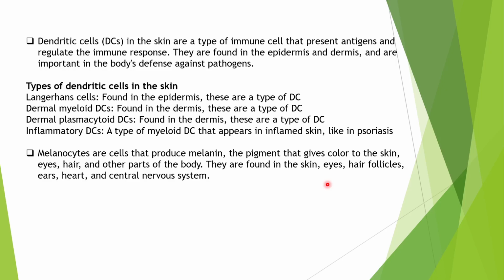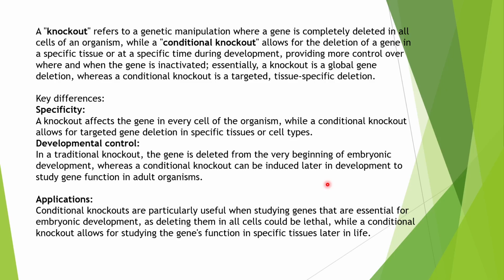Melanocytes are nothing but the cells that produce melanin, which is a pigment, and the pigment gives color to your skin, your eyes, your hair, and other parts of the body. So they are found in all these regions, and also in your ears, heart and central nervous system. So these are the major cells.